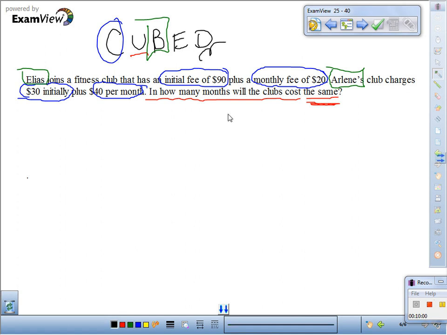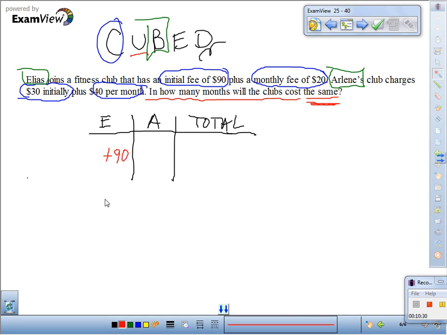So how many people are we talking about here? 2. One line down, 2 lines down, and 1 across. Who's the first person they mentioned? Elias, I put E, then Arlene, A, and then here is total. All right, start with Elias. Initial fee, how much does a fitness club charge? $90. So right away they have in their pocket $90, so plus 90.